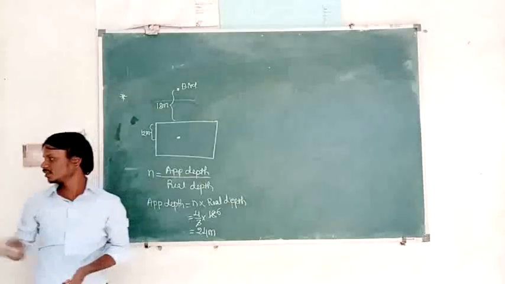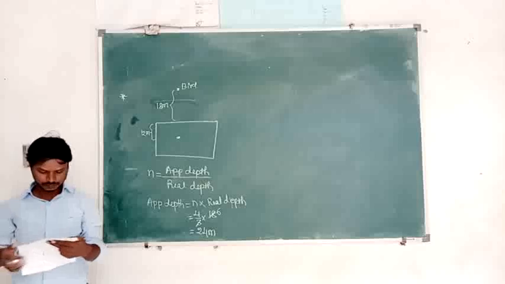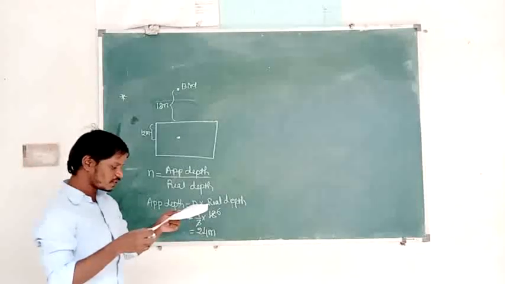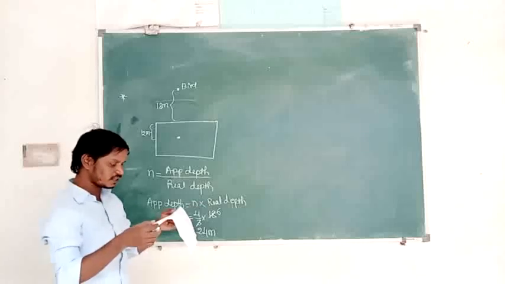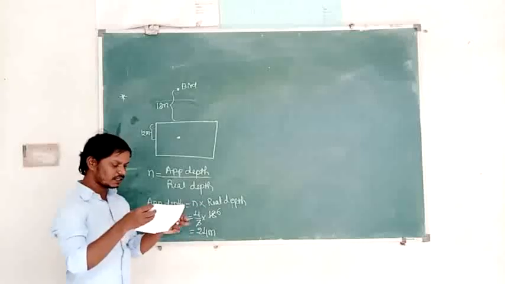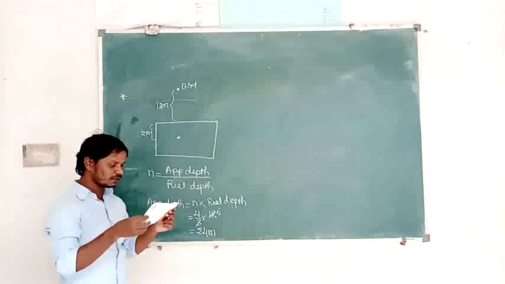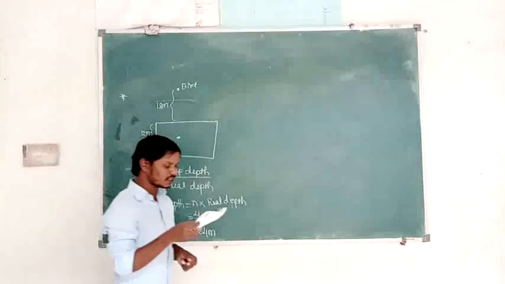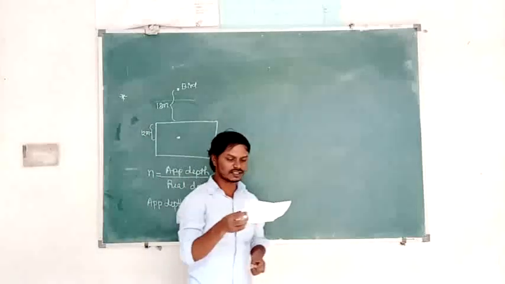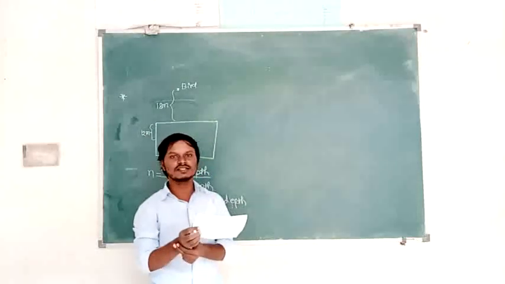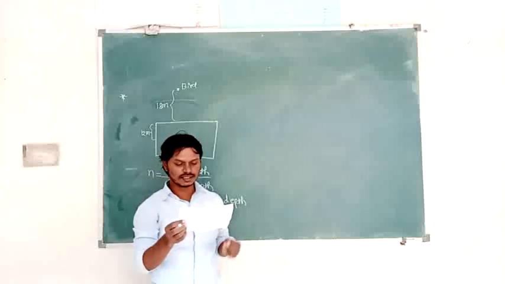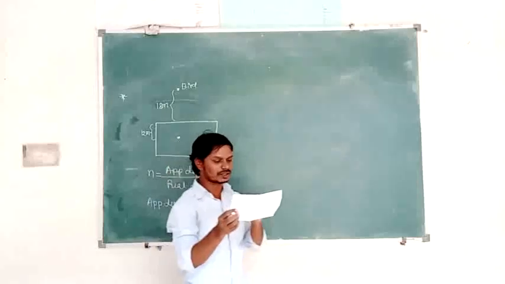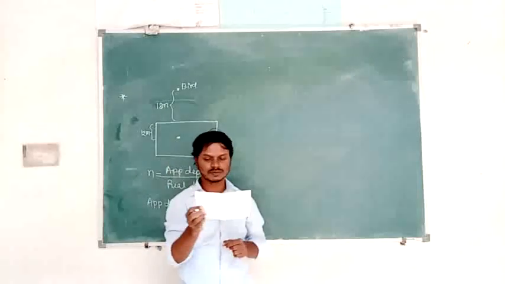So next we are going to discuss a problem. A point object is placed at the center of a glass sphere of radius 6 cm and refractive index 1.5. The distance of the virtual image from the surface of the sphere is? Okay, where is the object here? The object is at the center of the glass sphere of radius 6 cm and refractive index 1.5. The distance of the virtual image from the surface.